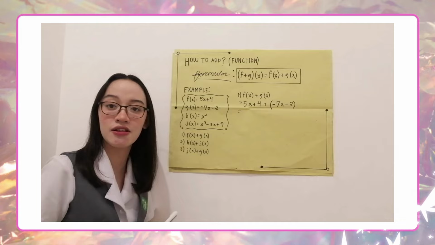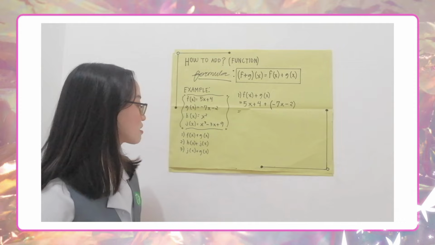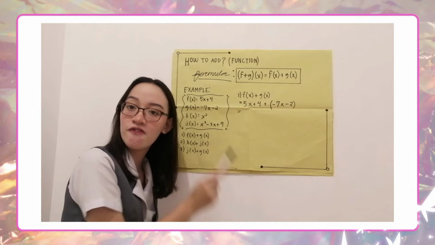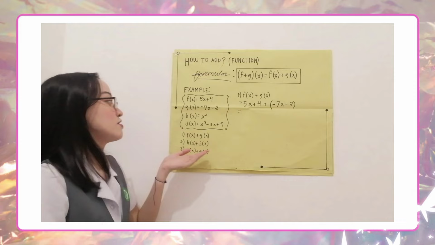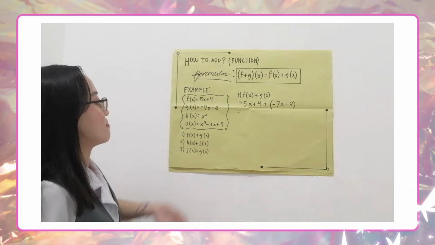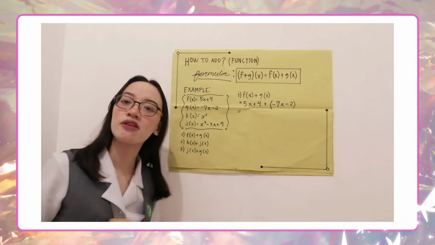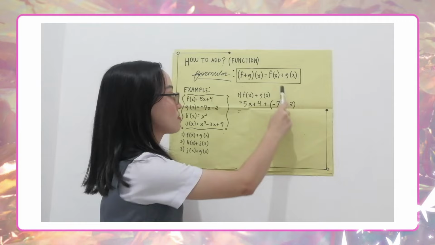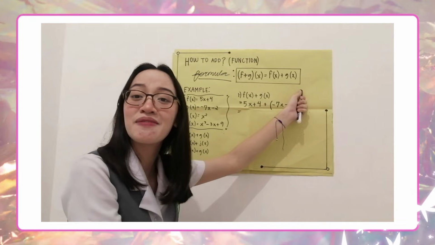So, let's first start in this one. F of X plus G of X. So, ano nga ang value ng F of X in the given example? So, ito yun. 5X plus 4 and then negative 7X minus 2. So, papaano natin gagawin yan? Ganto yan. Gaya lang sa formula kanina, ang gagawin daw is F of X plus G of X. Ibig sabihin, ipagpa-plus mo lang yung dalawang given. Pero paano natin gagawin yan?